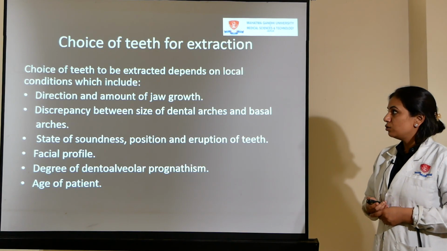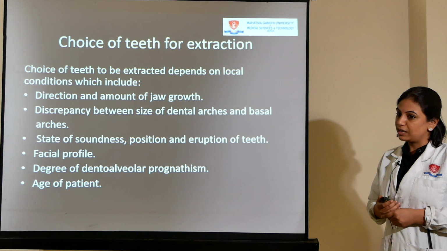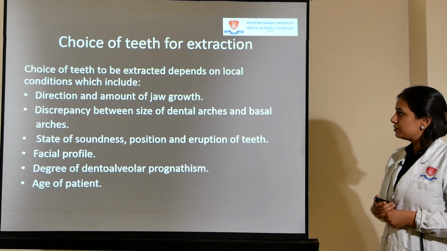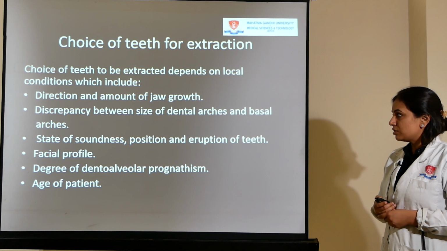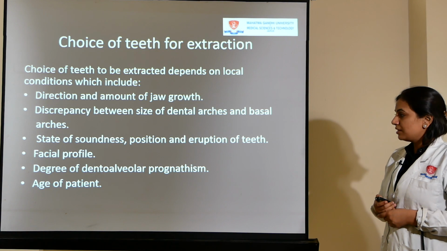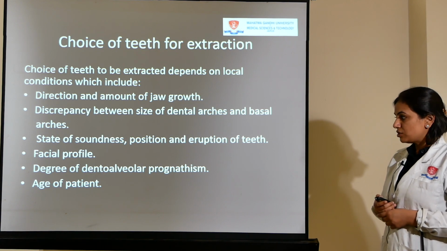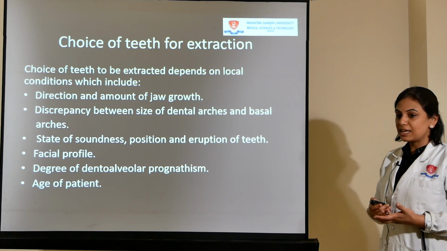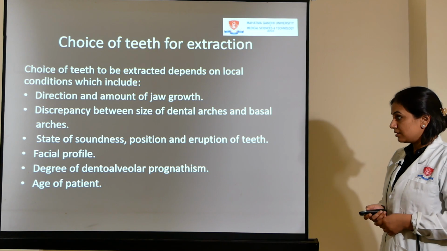Now, which teeth do we choose for extraction for correction of malocclusion? Various factors determine the choice of teeth. One of them is the direction and amount of jaw growth, the discrepancy between the size of the arches and the basal arches, the soundness of teeth, the position of teeth, the facial profile, the age of the patient, and how much is the skeletal prognathism or retrognathism.